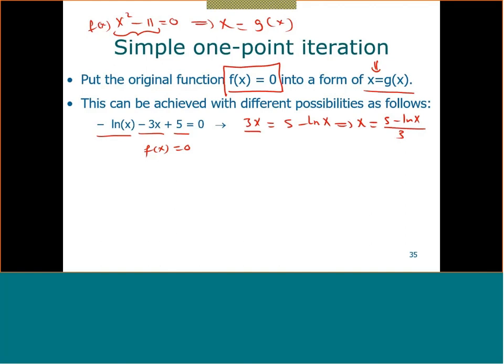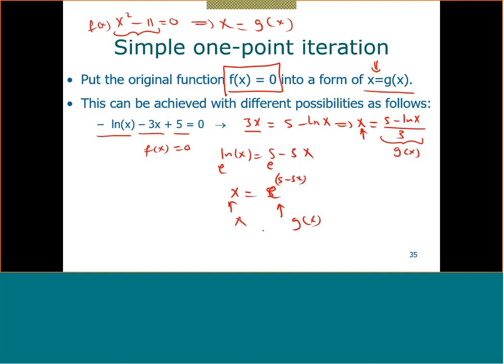Okay. So this will be in that format. This will be your g of x, and this is your x. You want to find the intersection between x and g of x. Your intersection is your solution. Another way, I can move the ln of x to the other side. So it becomes ln of x equal to 5 minus 3x. Raise both to the power of e. So this becomes x is equal to e to the power of 5 minus 3x. Again, this now becomes your x, and this becomes your g of x.